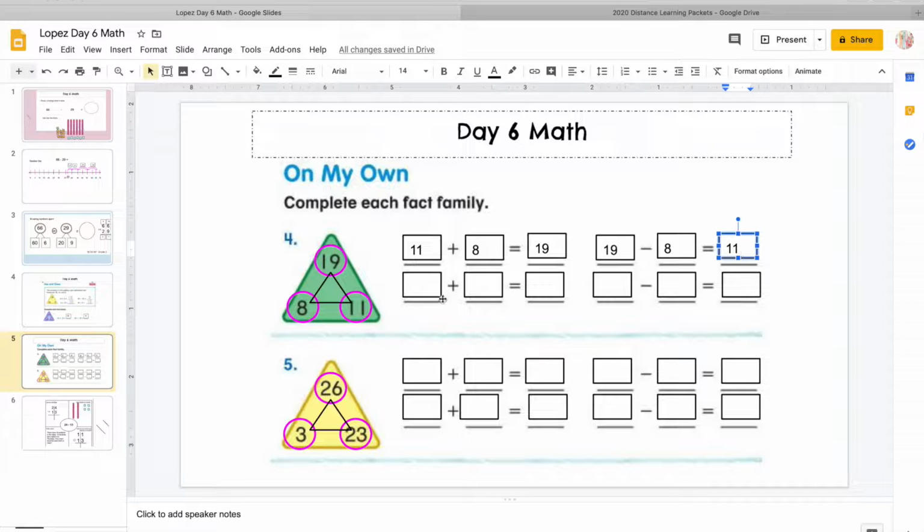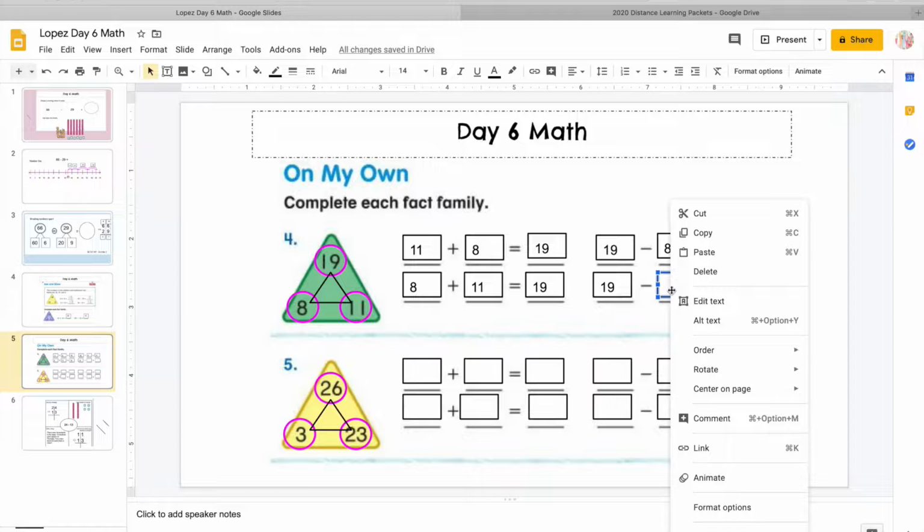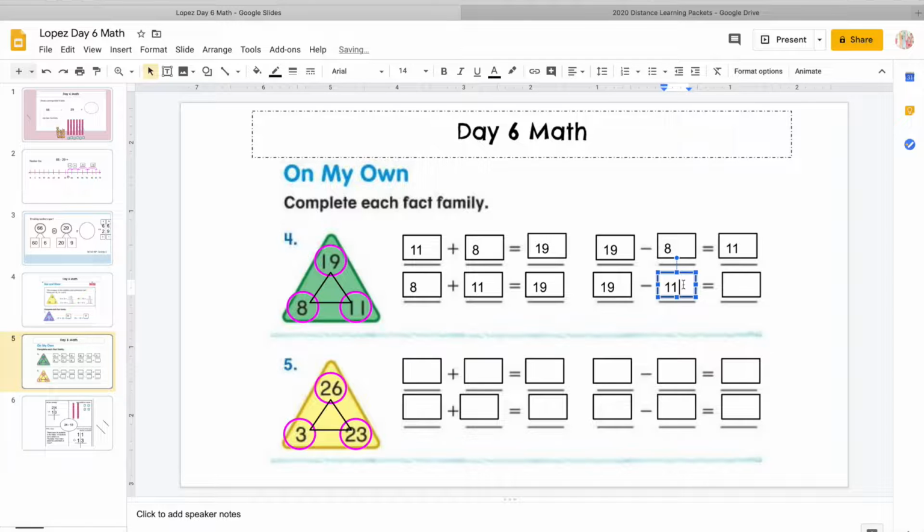Then down here, you're just going to reverse those numbers. That's basically what you're doing. So you're going to say 8 plus 11 equals 19. And here, you're reversing these numbers because you're subtracting and you always start with the largest number. So 19 minus 11 is going to equal 8. Okay, so again, if you guys have any questions, feel free to comment. I have one more slide to go over.